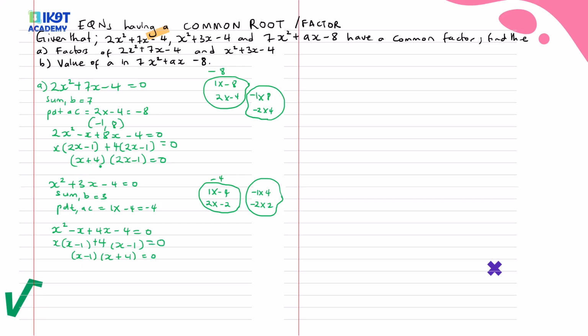When you look at the factor in this equation and the factor in this equation, the one that is common is x plus 4. So we have our common factor: x plus 4. What is the common root? x plus 4 equals 0, so the common root is x equals negative 4. Now we can go to the next part.